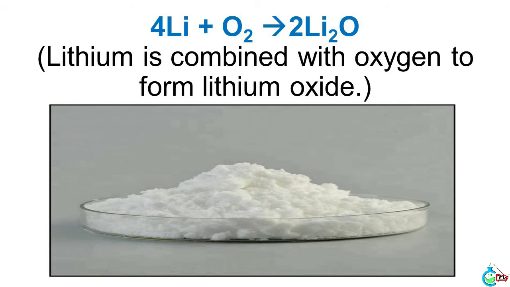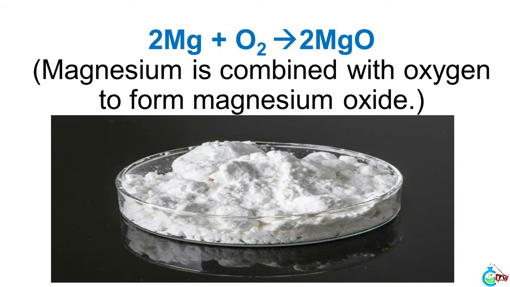4Li plus O2 yields 2Li2O. Lithium is combined with oxygen to form lithium oxide. 2Mg plus O2 yields 2MgO. Magnesium is combined with oxygen to form magnesium oxide.